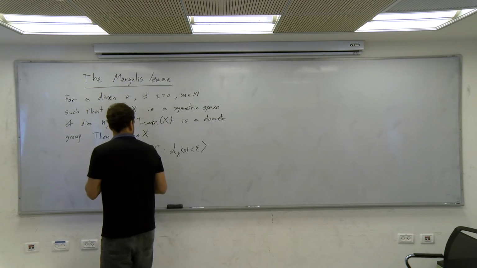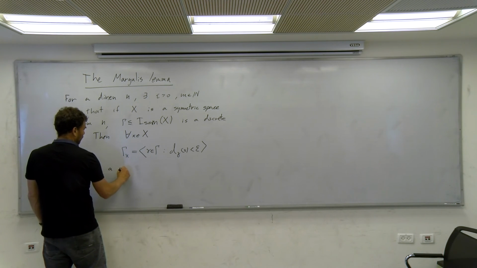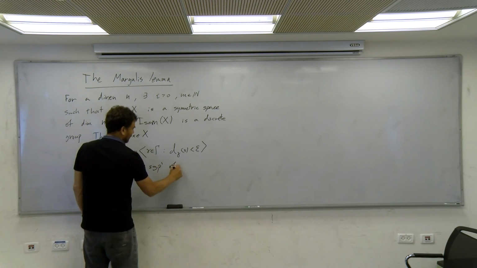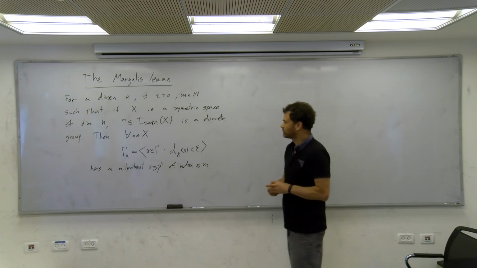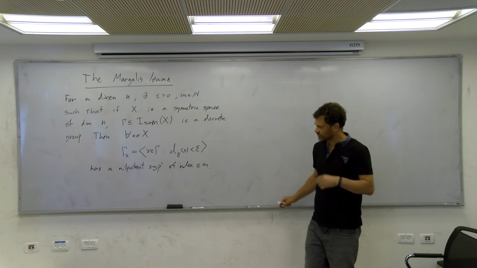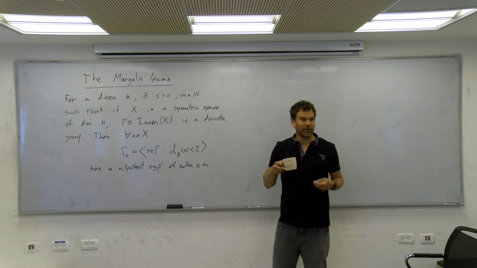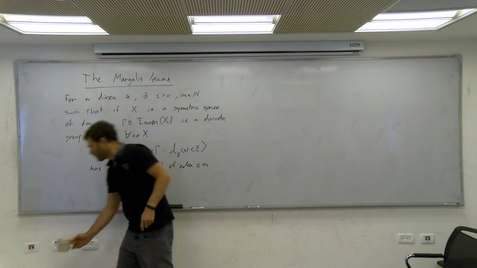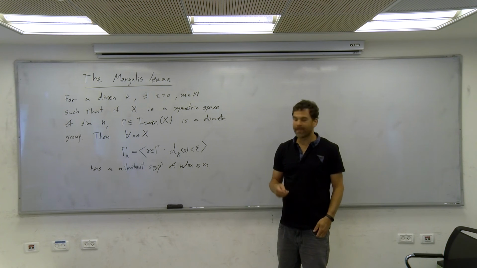It couldn't be too complicated. So this group has a nilpotent subgroup of index at most m. So this is the Margulis lemma. It tells us that groups generated by small elements are virtually nilpotent. I will prove this and then deduce from it the thick-thin decomposition. That will be what we do in the rest of the time today.